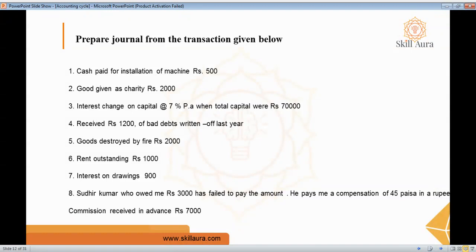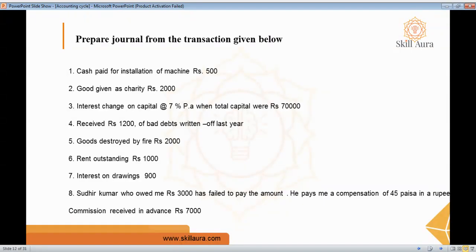The next transaction is: received 1,200 of bad debts written off last year. Here it is related to the bad debts written off. In the debit column, the cash account records the increase in cash due to receiving the bad debts, and you deduct the amount of bad debts written off. So you enter in the debit column cash account 1,200, and in the credit column bad debts written off account 1,200, so it will be balanced.